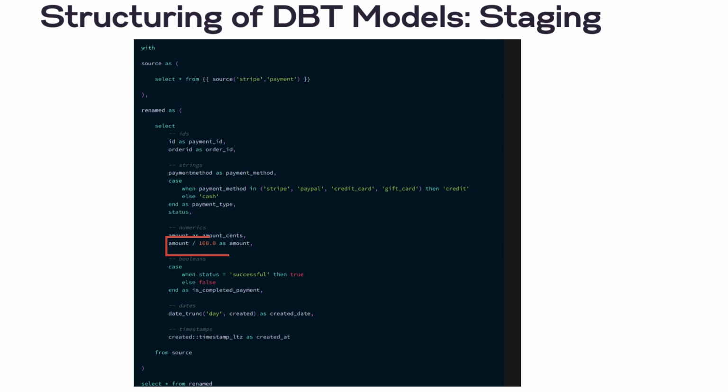Typecasting ensures that numerical values like amount are transformed into a standardized format, such as converting cents into dollars. Dates and timestamps are formatted to match your warehouse's requirements. Finally, we use a select asterisk from renamed to output the transformed dataset. By following this structure, the staging layer ensures that your data is clean, organized, and ready for intermediate transformations.